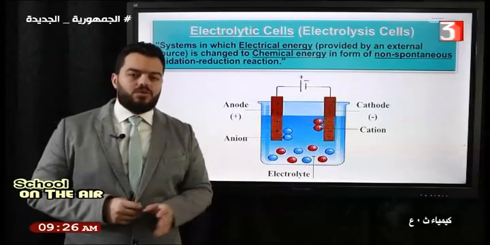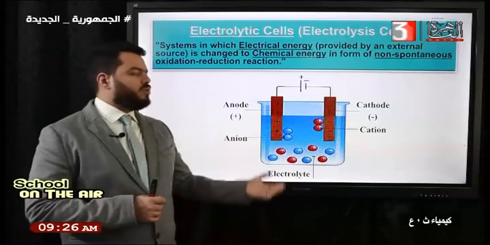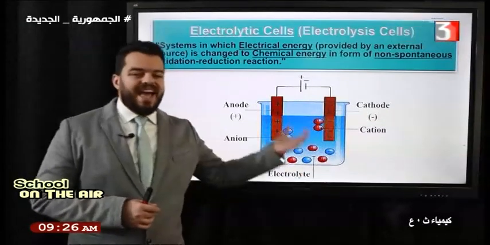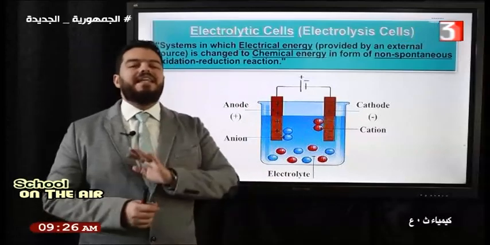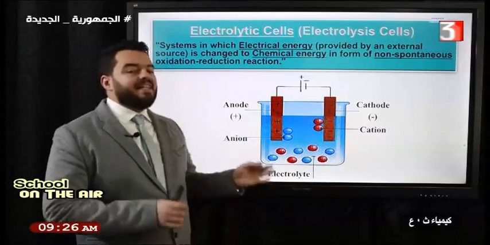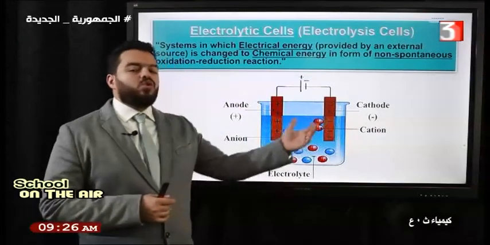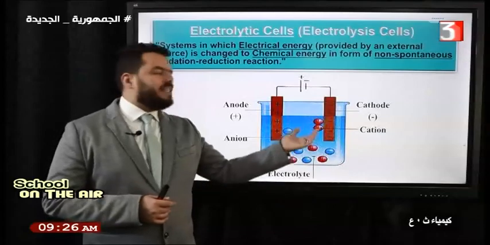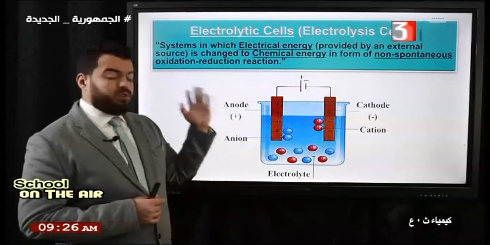It is the solution or the molten which will conduct electricity through the movement of the positive and negative ions. So the electrolyte must be liquid. We call it the liquid conductor because it must be liquid to allow the free movement of the positive and negative ions. What will be done in the electrolytic cell?